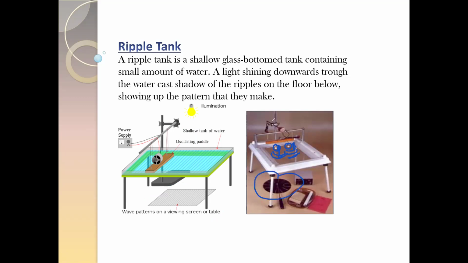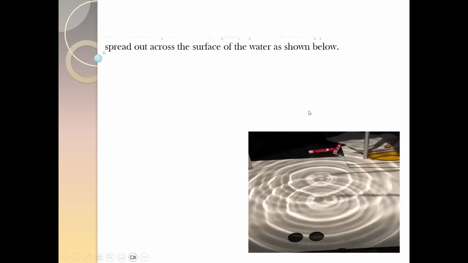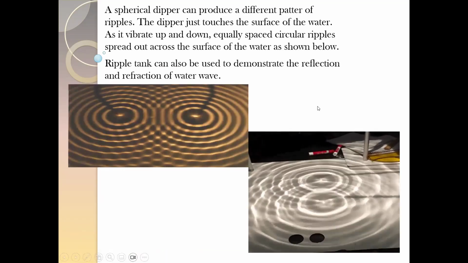We can also use a stroboscope to view this image, or we can use a camera. That is how the pattern will look at the base. The two dippers are vibrating, and you can see a pattern of ripples. As you can see, the dippers are moving to and fro, and as a result we see a pattern at the bottom.